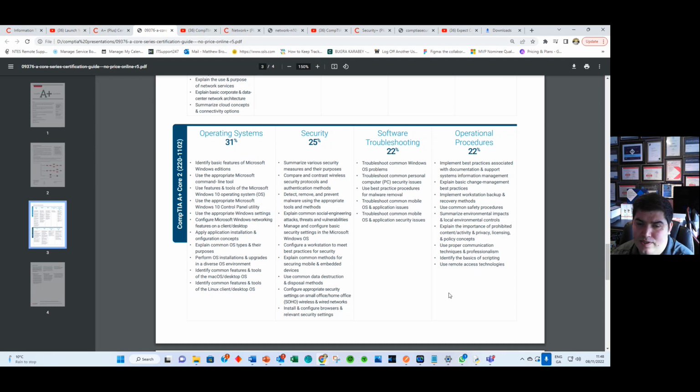You're going to also have to identify the basic scripts you're going to use and the types of remote technologies such as your WebEx, your TeamViewer, your GoToAssist, all that kind of stuff.